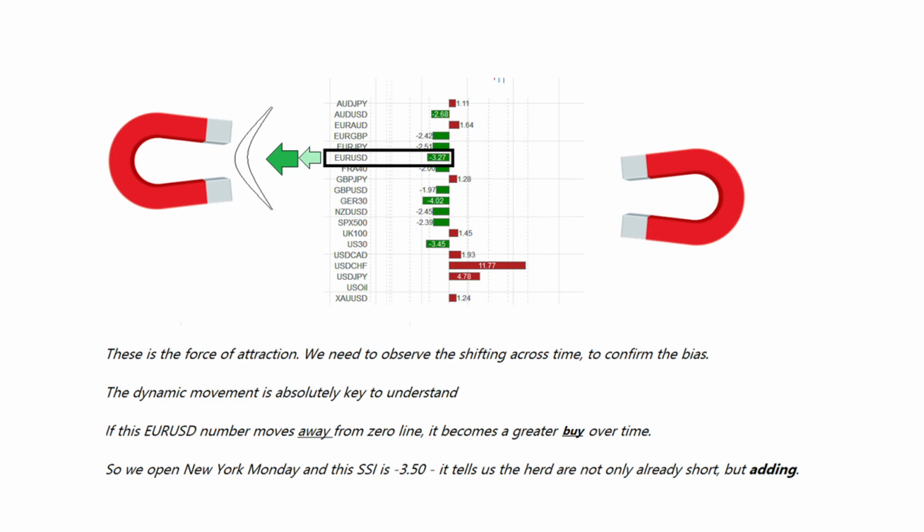And then you'd obviously want to do your technical analysis and your risk management. That's about it, really. So if we open on New York on Monday and the SSI has got away from the zero line, it tells us that the herd are not only already short, but they're adding short. So what's going to happen to price? It's going to come up because it wants to take their liquidity, right? So that's the dynamic analysis. So that's key, and hopefully that makes sense. You just want confirmation over time.